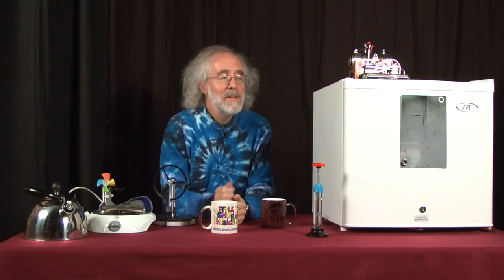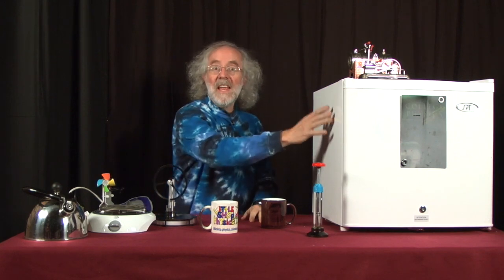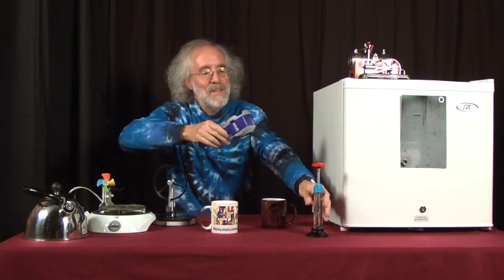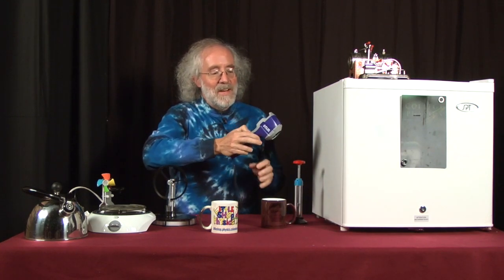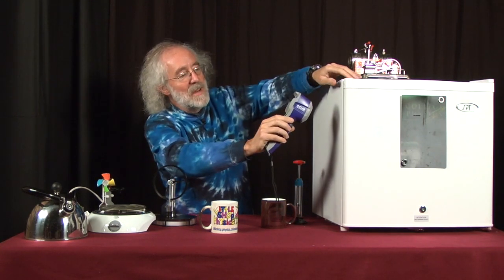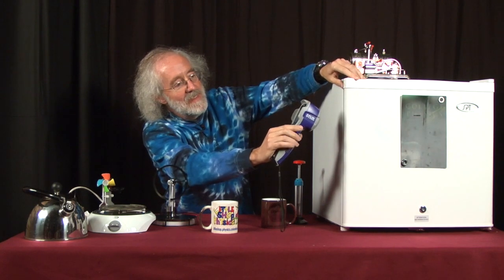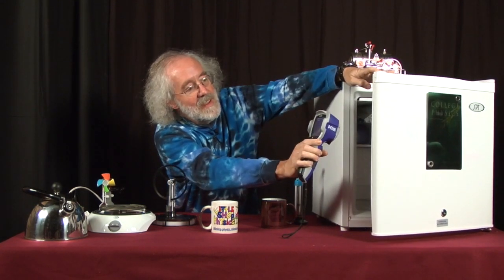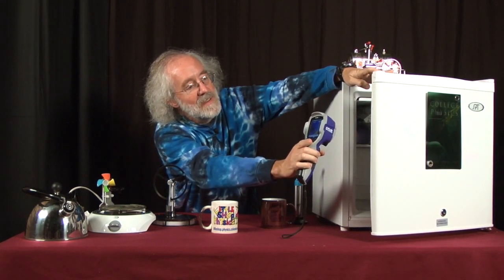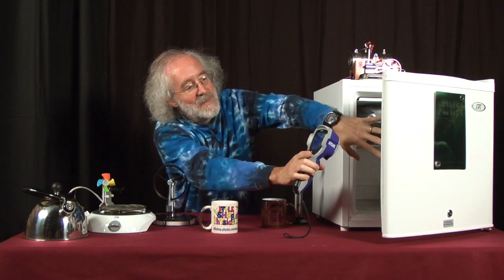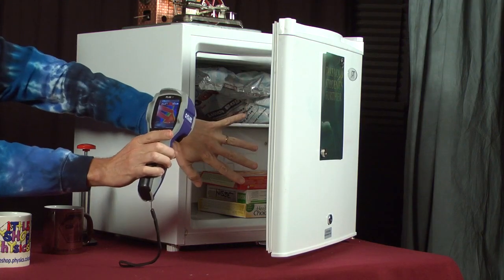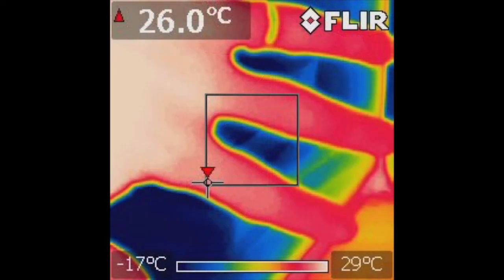And you have at least one heat pump in your house, your refrigerator. And the refrigerator doesn't make cold. What it does is it takes heat from the inside and pumps it outside. So if we take a look inside this refrigerator, the inside of the refrigerator, as revealed by the thermal camera, is quite cold. And I'm going to take a picture relative to my hand. Warm hand, cold fridge.